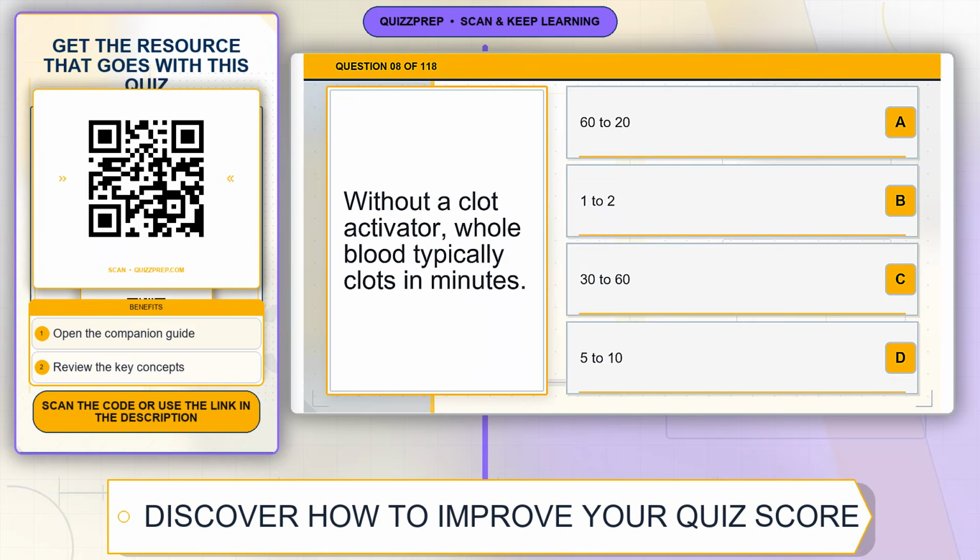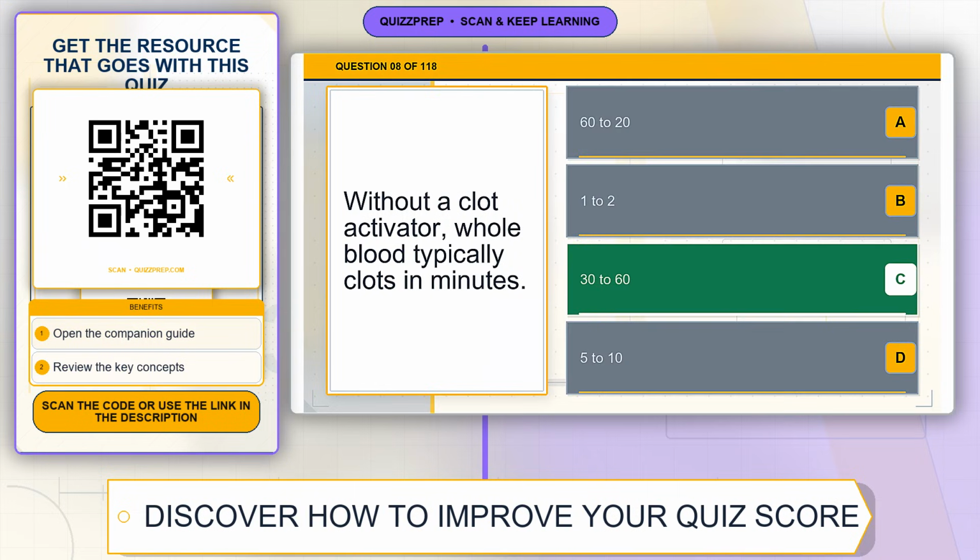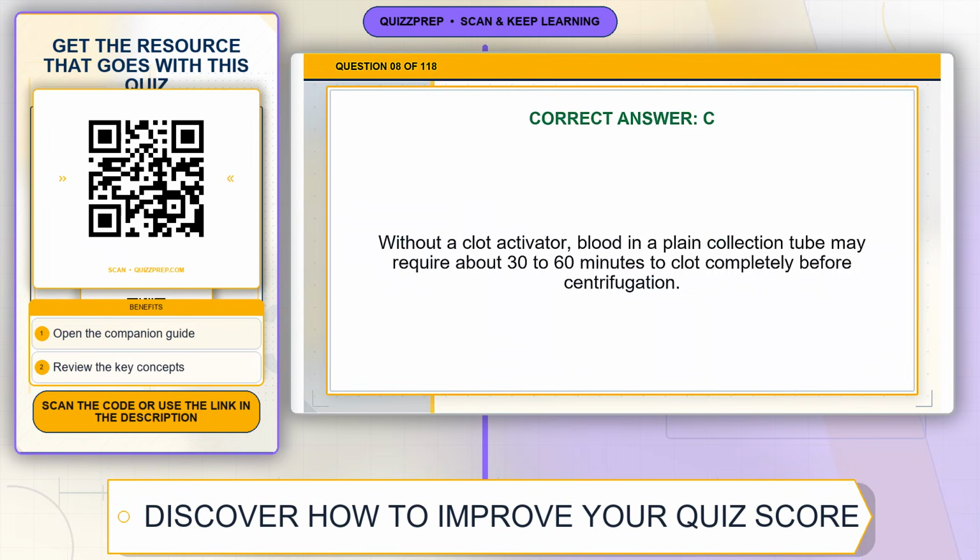Question 8. Without a clot activator, whole blood typically clots in blank minutes. Option A, 60 to 20. Option B, 1 to 2. Option C, 30 to 60. Option D, 5 to 10. The correct answer is option C, 30 to 60. Explanation. Without a clot activator, blood in a plain collection tube may require about 30 to 60 minutes to clot completely before centrifugation.